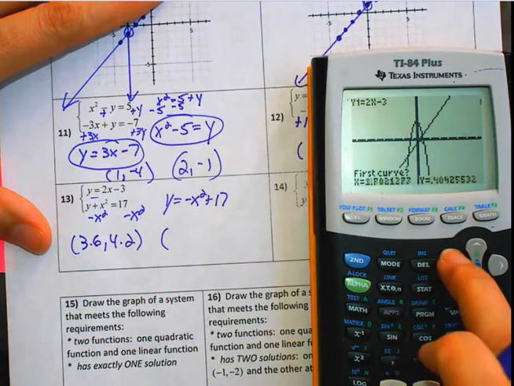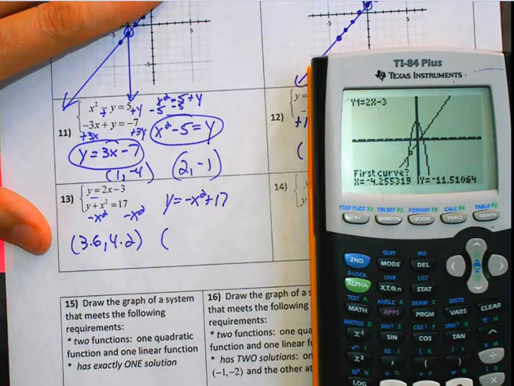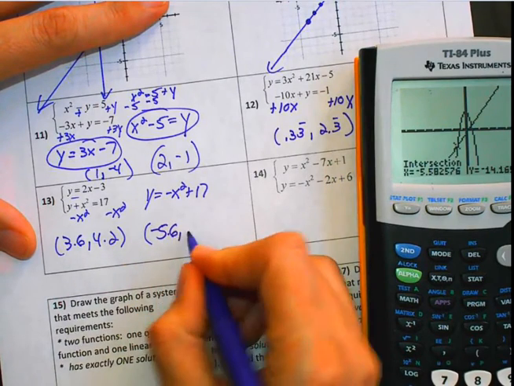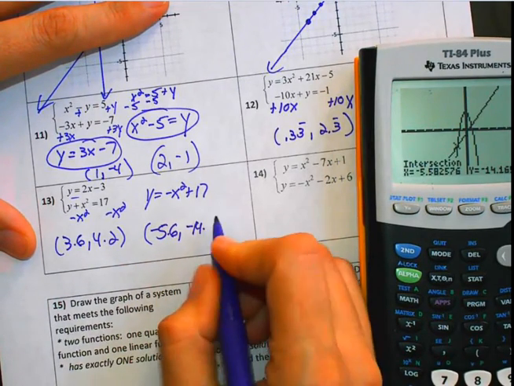And this time move over to the other intersection, enter 3 times. And that's negative 5.6, comma negative 14.2.